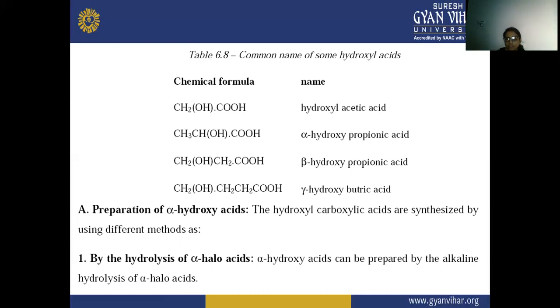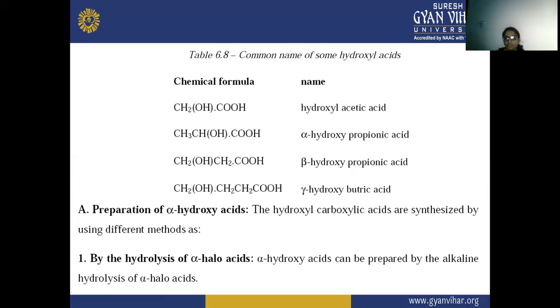Next is CH3CHOH COOH. With respect to this COOH, this hydroxy group is present on the first carbon among the two carbons. So its name is alpha hydroxy propanoic acid, because the hydroxy group is present on the alpha position.